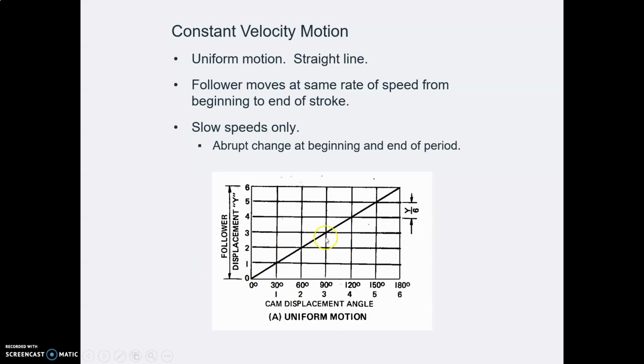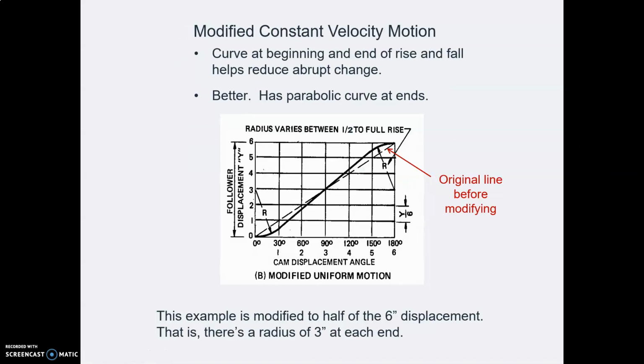That's great while it's in the middle of its stroke, but you get clunking at the beginning and the end. There's a very abrupt edge. So we don't usually want constant velocity. We want modified constant velocity. And this is what you'll do in your displacement diagram. We want to put a curve at the beginning and a curve at the end. It's kind of like a freeway on-ramp and off-ramp, where our follower can slow down as it eases into the next period.